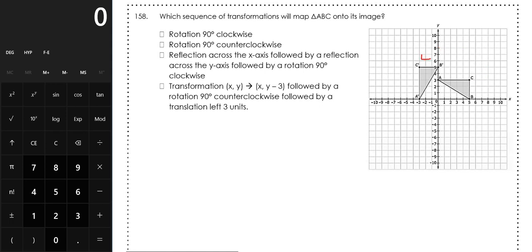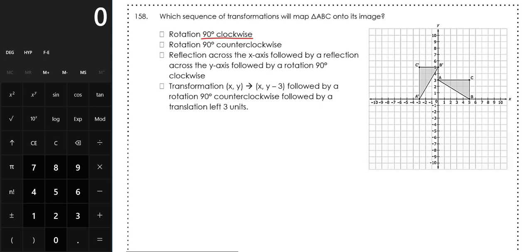Going through each one of these options, you're going to pick a point and see if it works. It has to work for every single point. Now, let's start with the first one. You're going to rotate 90 degrees clockwise.